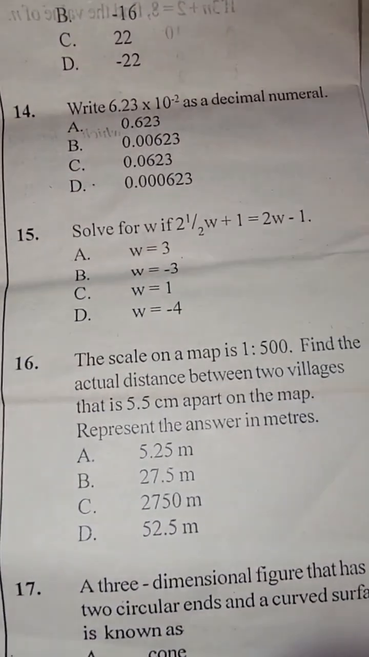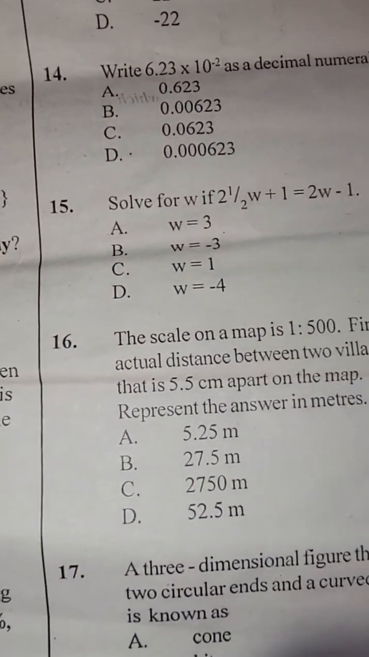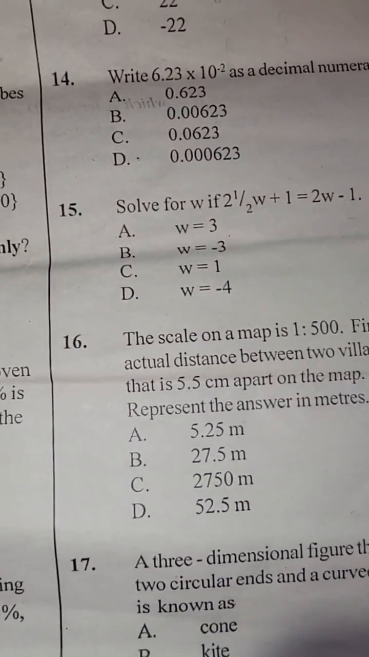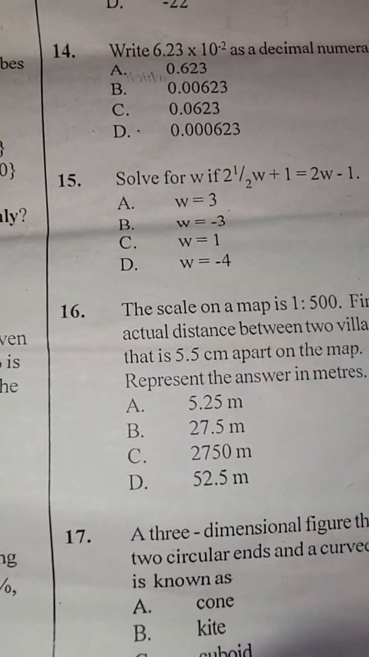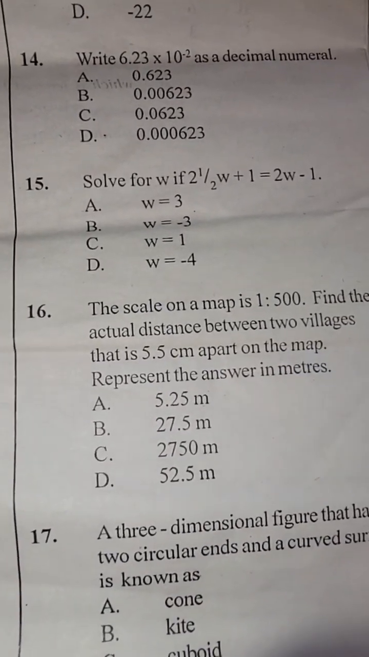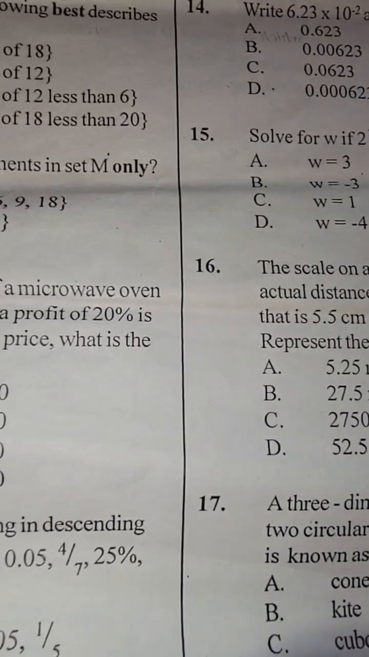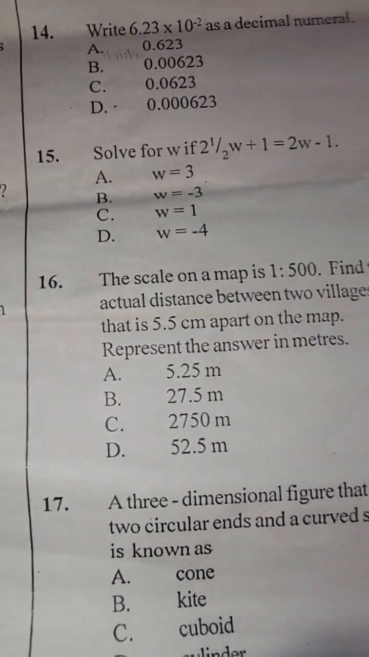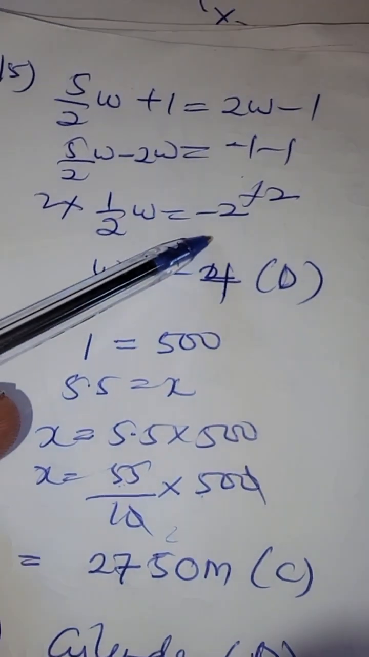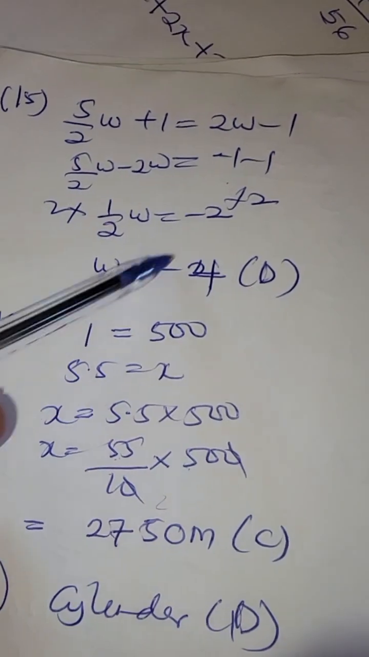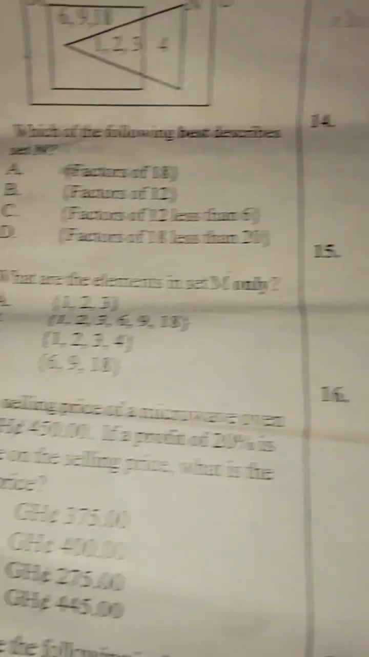Question 15. Solve for W if 2.5W plus 1 is equal to that. So I change that, or you can send the 2W there. 2.5W minus 2W is half W. And then negative 1 minus 1, that's negative 2. So cross times 2, times 2. W is negative 4. That's the D option.